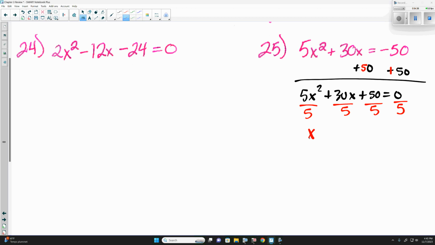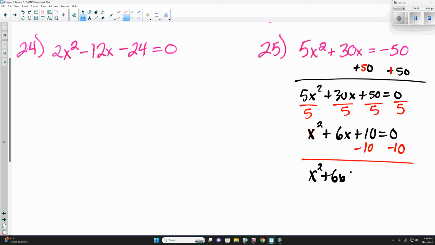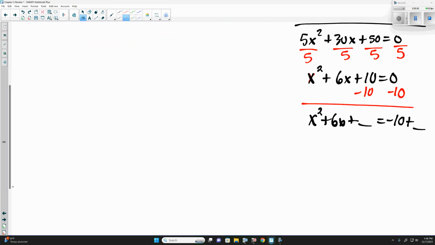5x squared divided by 5 is x squared. 30x divided by 5 is 6x. 50 divided by 5 is 10. Step number 2. Get the variables by itself and the constant term on the other side. So as we see here, we could have left the negative 50 over there. It was already by itself, but it isn't wrong to move it over, then move it back.